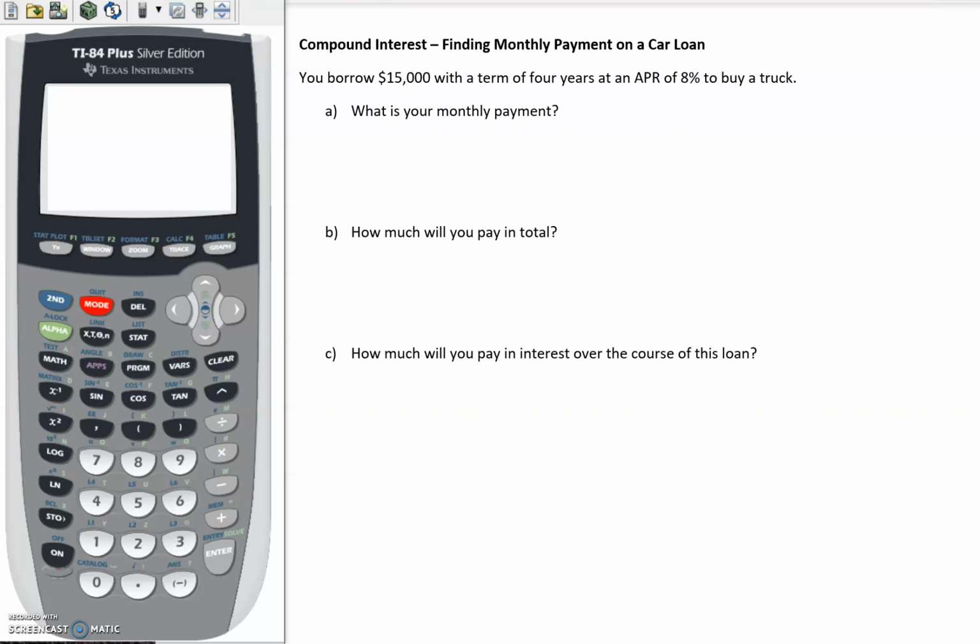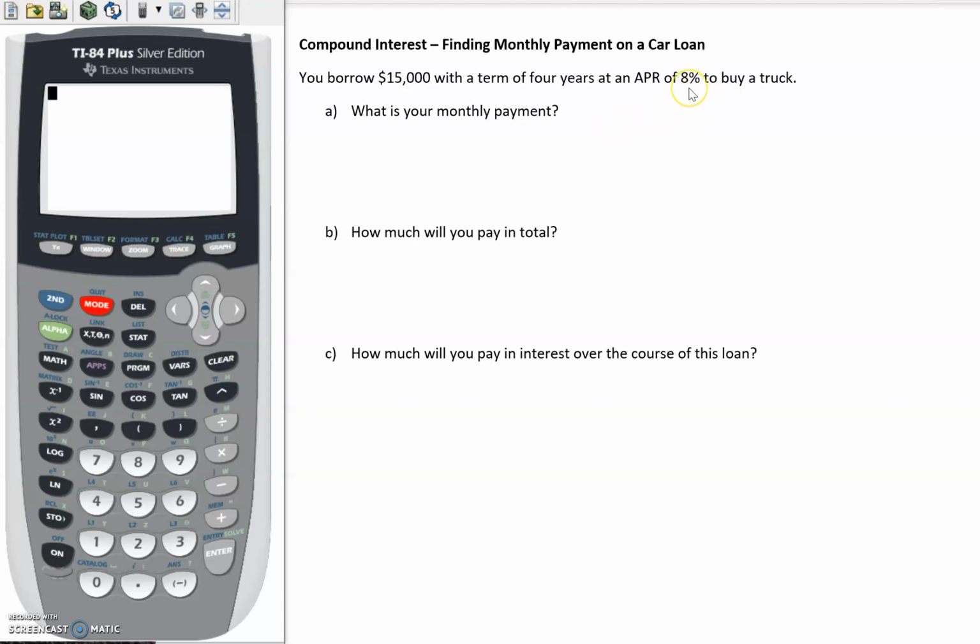Let's take a look at a car loan in particular, although of course most loans operate generally the same way. So this could be for a car, for a boat, for some other thing. Let's suppose we borrow $15,000 with a term of 4 years. That means we're going to pay it off over the course of 4 years.